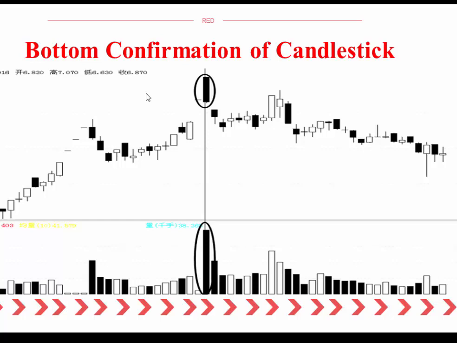Okay. Then we can see here the price goes up again. Then the bearish candlestick with high volume appears. So this is the top confirmation. We should sell our stocks because you should buy carefully. If you can confirm this is a sell point, you should sell quickly. But if you can confirm this is a buy point, you should use another condition to confirm it, because you should buy carefully.